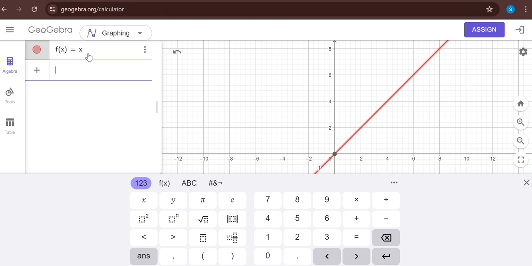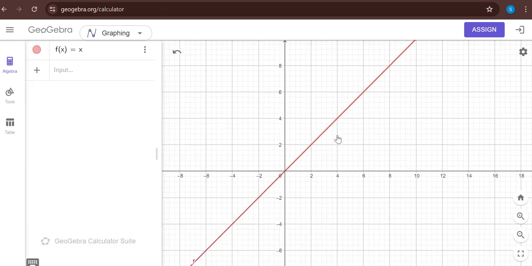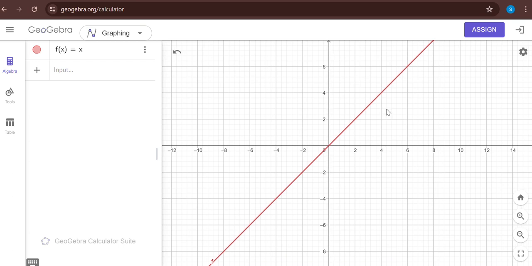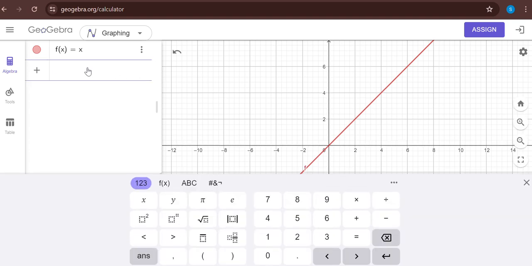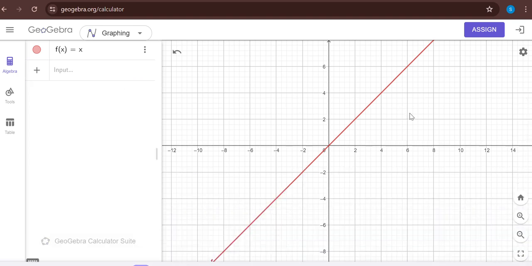Y equals to x is a straight line passing through the origin. You can see the graph, a red line, a beautiful line passing through the origin. And I'm sure you already know what is the slope of the line, that is 1. Slope of the line is 1. Now our interest is the mod function.